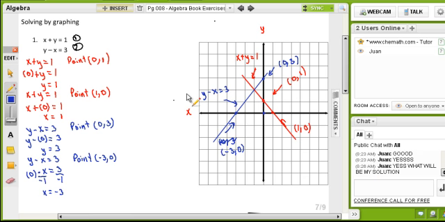Okay, the solution is the point that intersects both lines. So this point here is the intersection between the 2 linear equations. So the coordinates of that point are right here minus 1 and this is 2, right? So that solution will be equal to minus 1 comma 2. That will be my solution. That will be my intersection point.